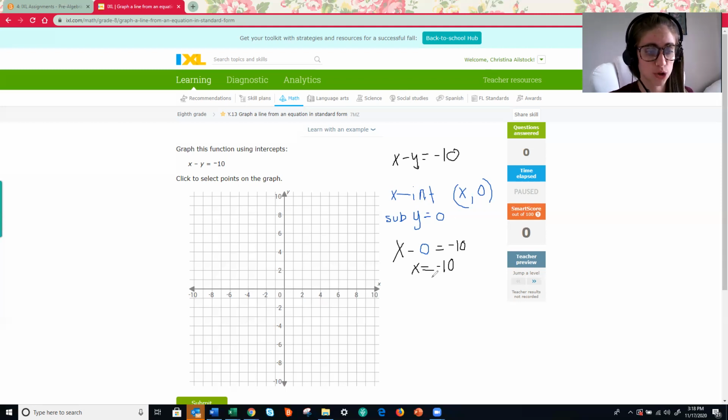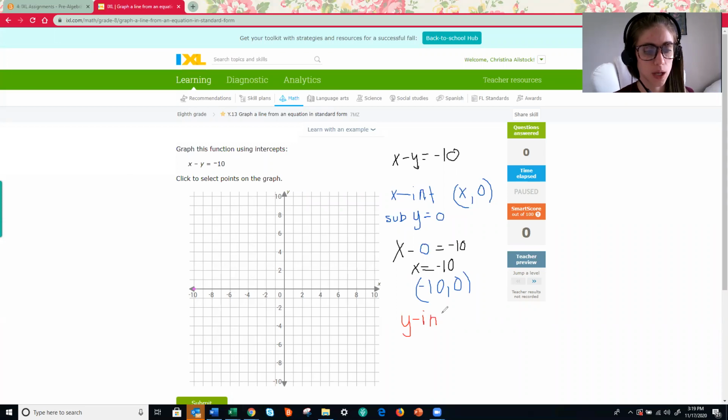I'm going to write it as an ordered pair. That means our X-intercept is -10, 0. And I can go ahead and plot that on my graph. So there we go, right there. I have 1 point, but I need 2 points to make a line, which is why we also want to find our Y-intercept.